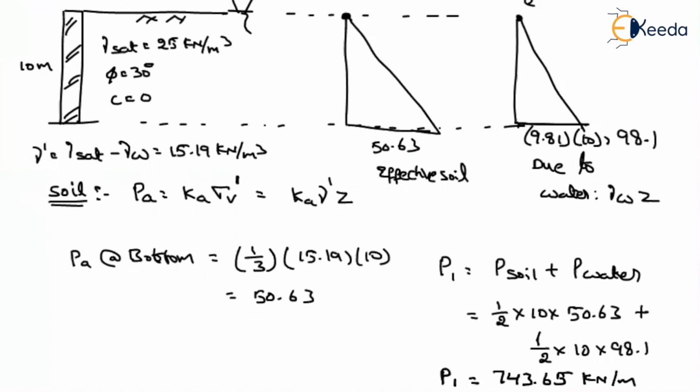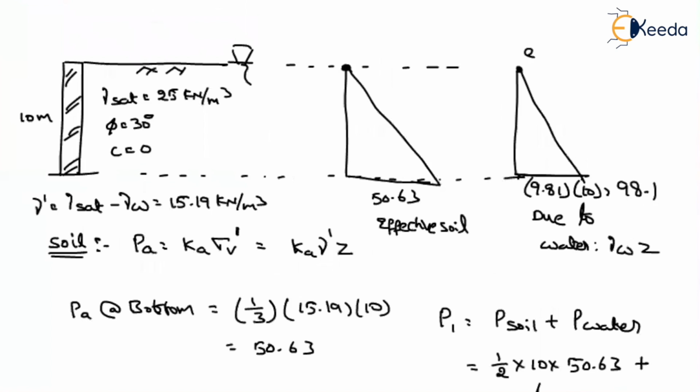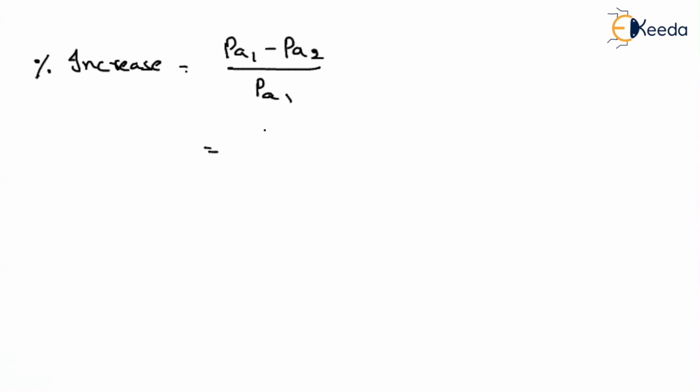What we have to find is the change in pressure. In the first case, how much are you getting? 333. In the second case, how much are you getting? 743. That means your pressure has increased. So the percentage increase in pressure will be equal to the pressure in the second case minus the pressure in the first case, divided by the pressure in the first case, since the second case is larger.